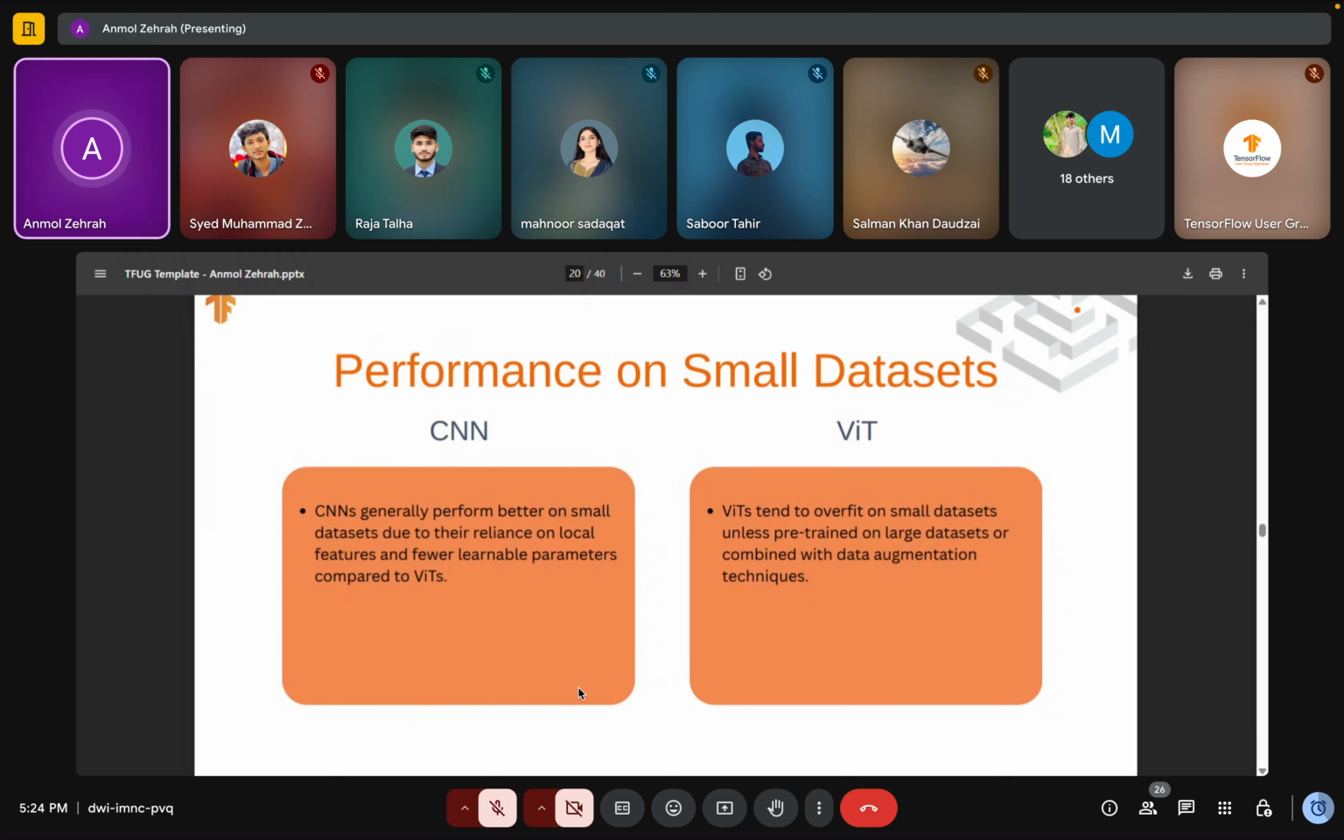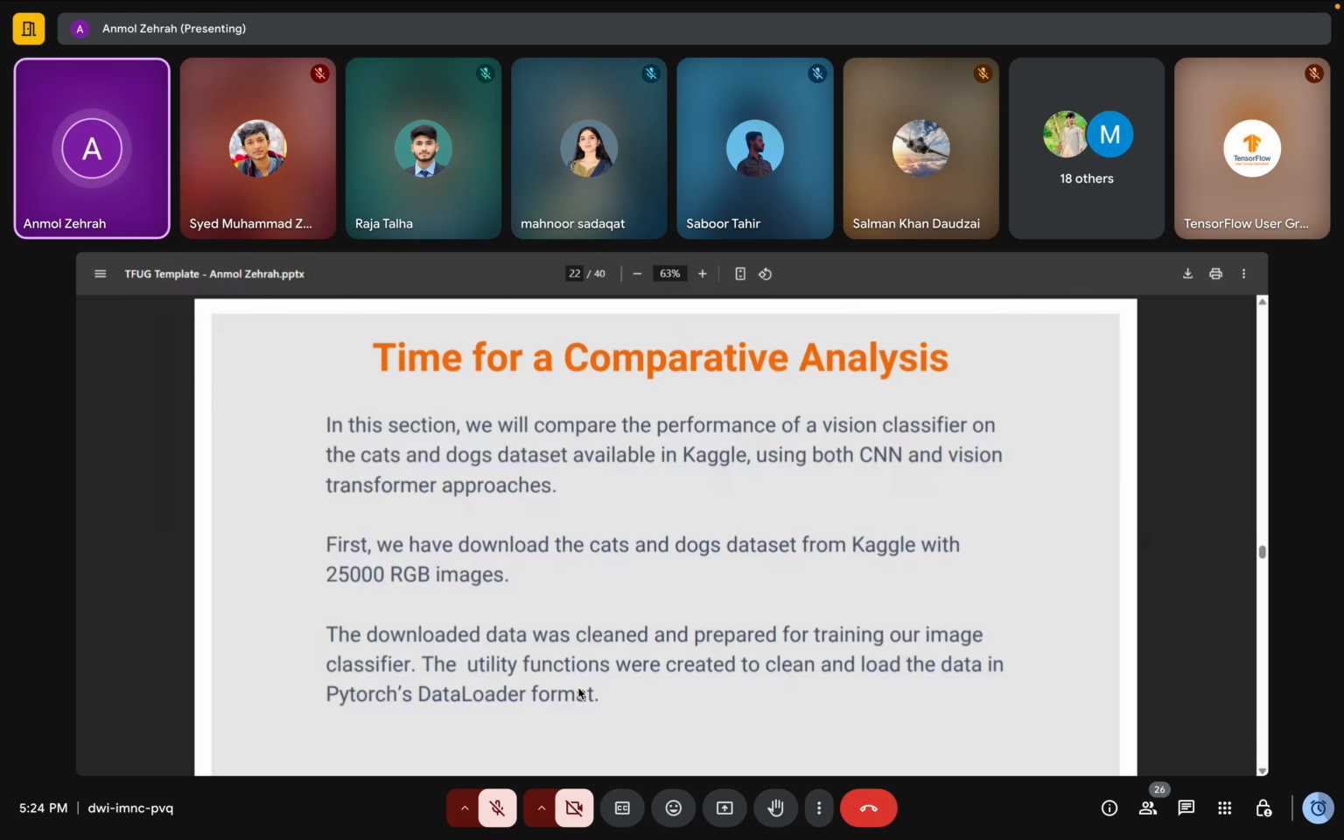Okay, now it's time for a comparative analysis. In this section, I'm going to show you a hands-on example where I used a real-world data set to compare the performance of CNN and vision transformers. I have used the data set of cats and dogs from Kaggle, which contains roughly around 25,000 high-quality RGB images. After I downloaded the data set, I cleaned and pre-processed the images. They were resized, labeled, and I split them into training and validation sets. And then I also used the data loader utility functions of PyTorch.